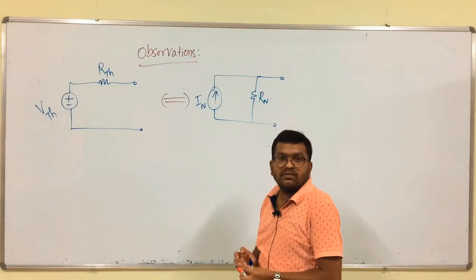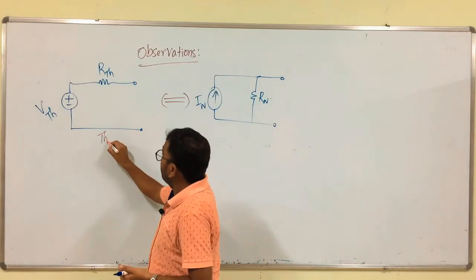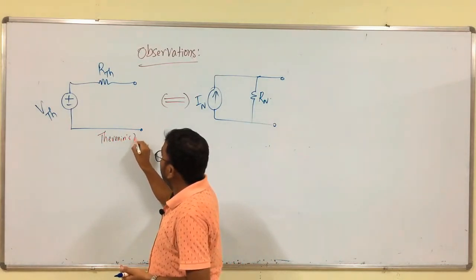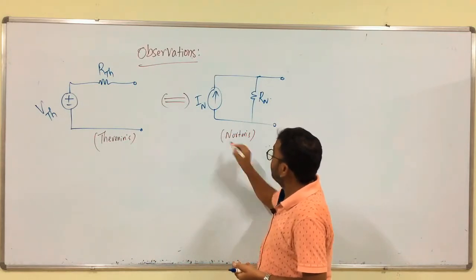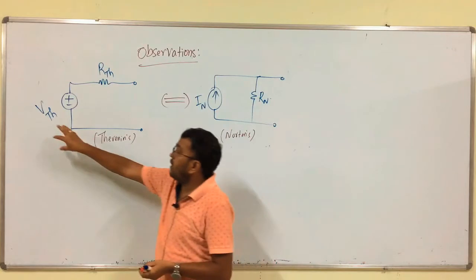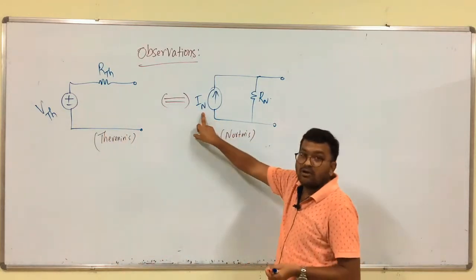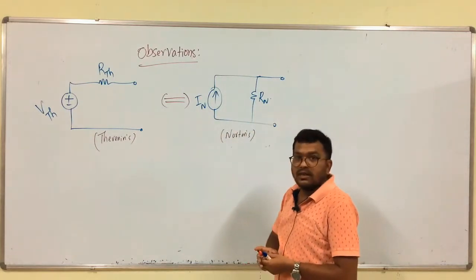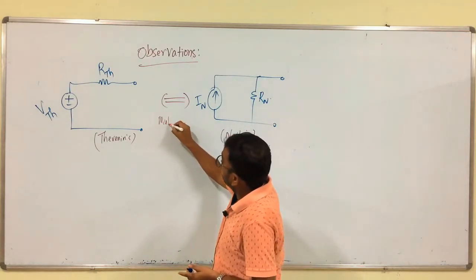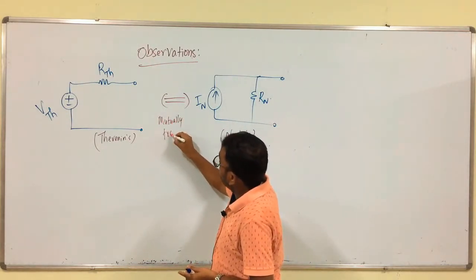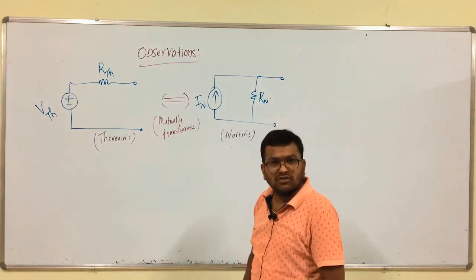Now, we have an important observation. This is the equivalent circuit of Thevenin's theorem, and this is the equivalent circuit of Norton's theorem. There we have to connect the Thevenin's voltage in series with the Thevenin's resistance. Here we have to connect the Norton's current in parallel with the Norton's resistance. So, these are mutually transferable, means what? We have to apply the source transformation principle.